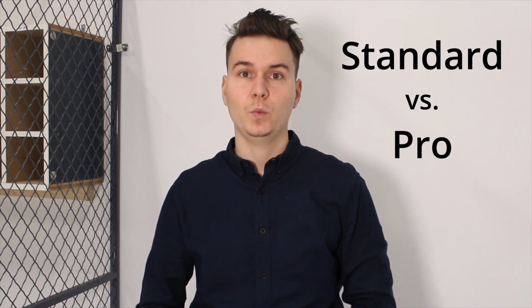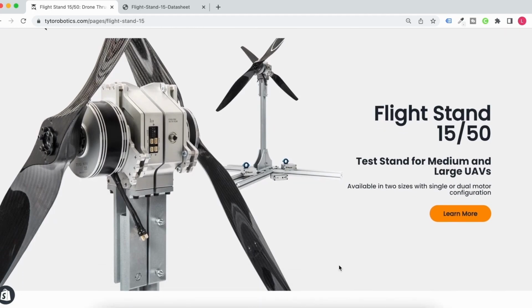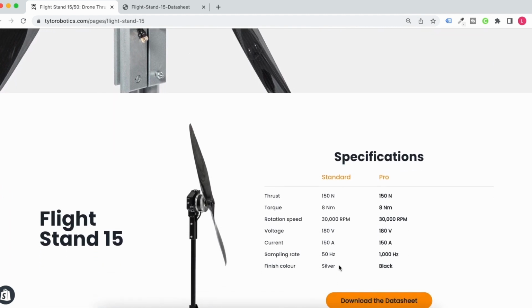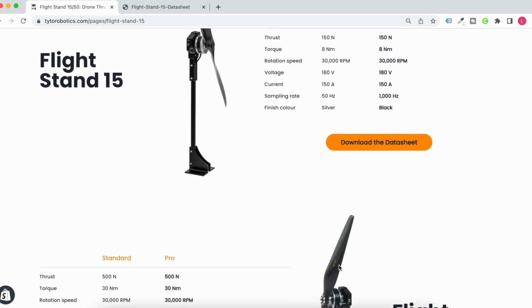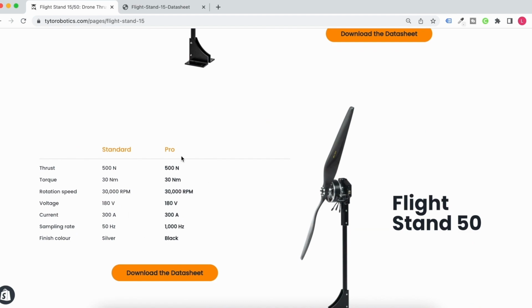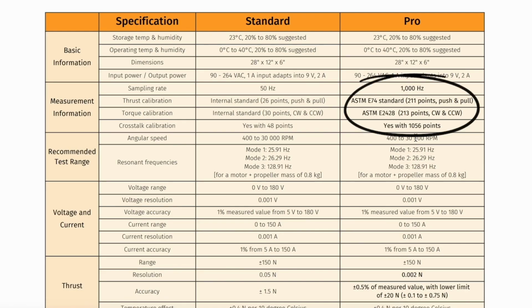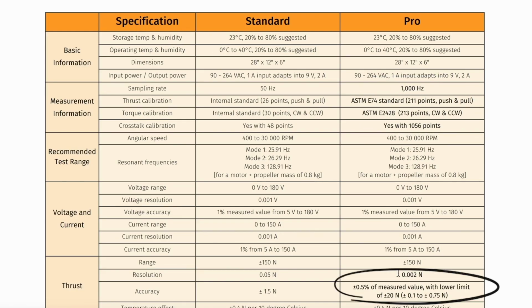Today I wanted to explain the difference between our standard and pro test stands so you can figure out which one is right for you. If you've been on our website, you will probably see that we have two versions of our flight stand test stands, the standard and the pro. If you look at the datasheet, the differences between the two stands are bolded.